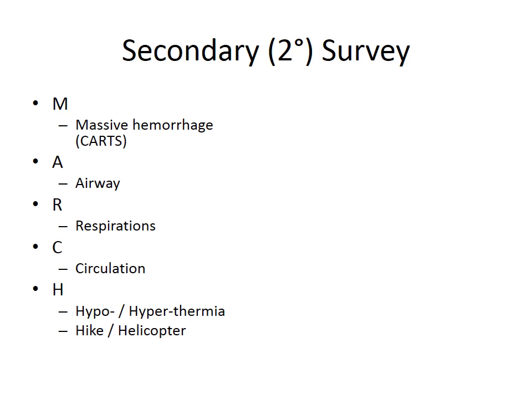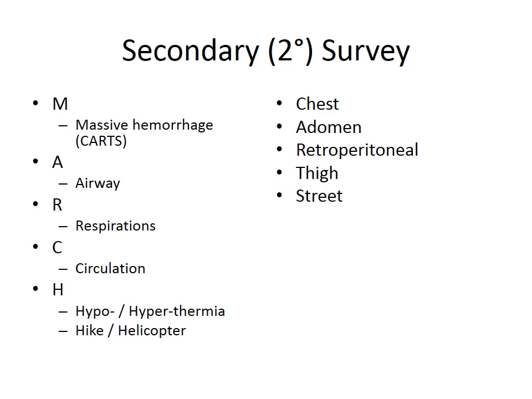And when it comes to massive hemorrhage, there are generally 5 places where blood can hide, and that's it. Using the mnemonic CARTS, you can remember that's in the chest, abdomen, retroperitoneal space, the thigh, or on the street, meaning that the blood is no longer in their body, it has actually left their body and might be found on the ground.